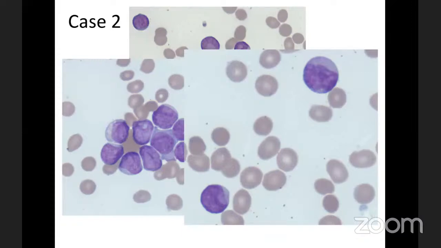And as we know, Auer rods are diagnostic for myeloblasts. So would you agree with me that this case is, of course, acute leukemia? We have 90% and more circulating blasts. So this is an acute leukemia. But can we define the type of blast by morphology? Is it a lymphoblast or myeloblast in this case?